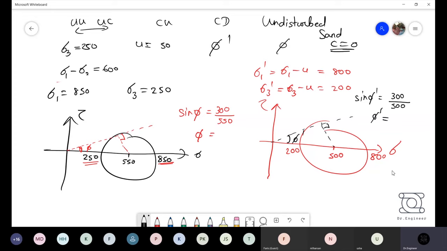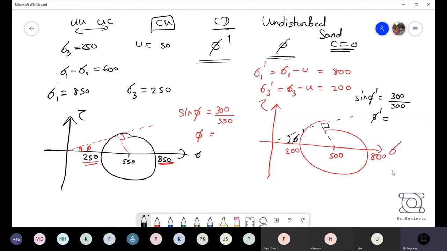So the concept behind here is you should understand the importance of each test. Here the CU test is very unique. In the CU test, you can find both effective stress parameters and total stress parameters. You can't do this in the CD test. In the CD test, you can only find your total stress parameters, because it is a drainage test. We are allowing drainage, so the pore water pressure will dissipate with time, and you will get zero finally for pore water pressure. We can't measure that. The CU test is a bit unique. You can find both the parameters.